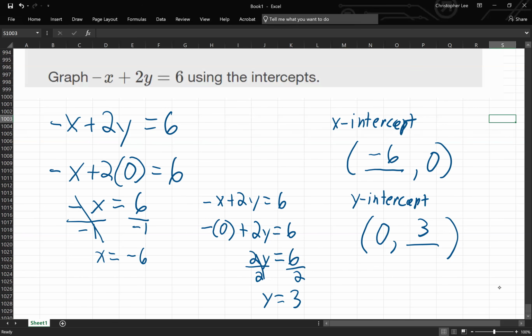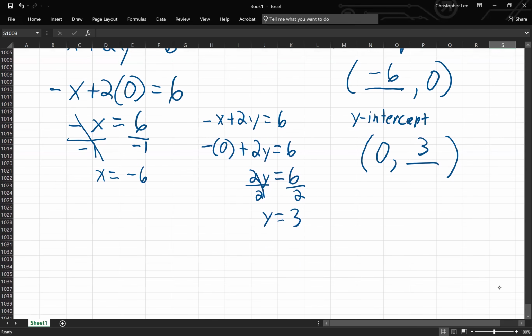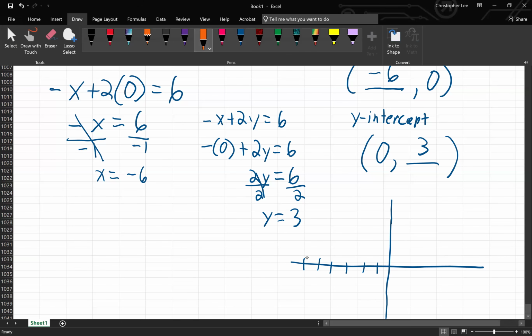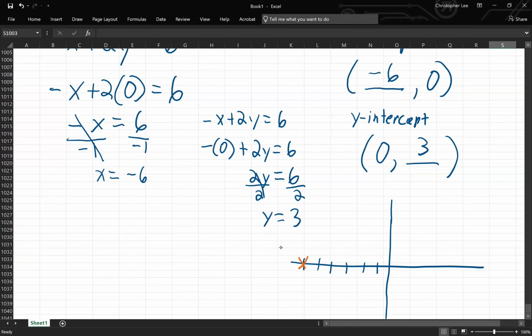Let's try it out. In the interest of time, I'm going to do a little shorthand graph. But when you guys graph, you should always write out all your numbers and all of that. Make it look pretty, you know? So this is negative 6, 0, right? So I'm going to come across to negative 6. So 1, 2, 3, 4, 5, 6, right? So this is that point right here. This is negative 6 comma 0. And then I have 0, 3.